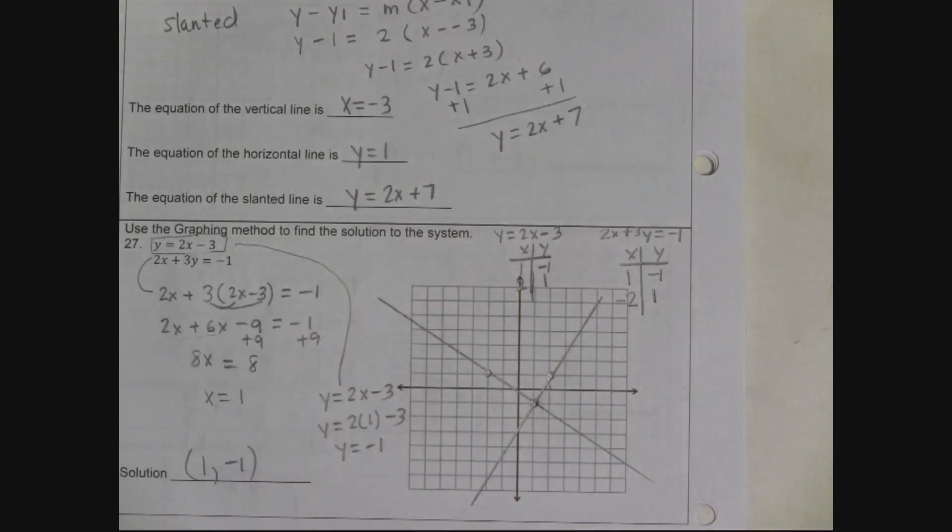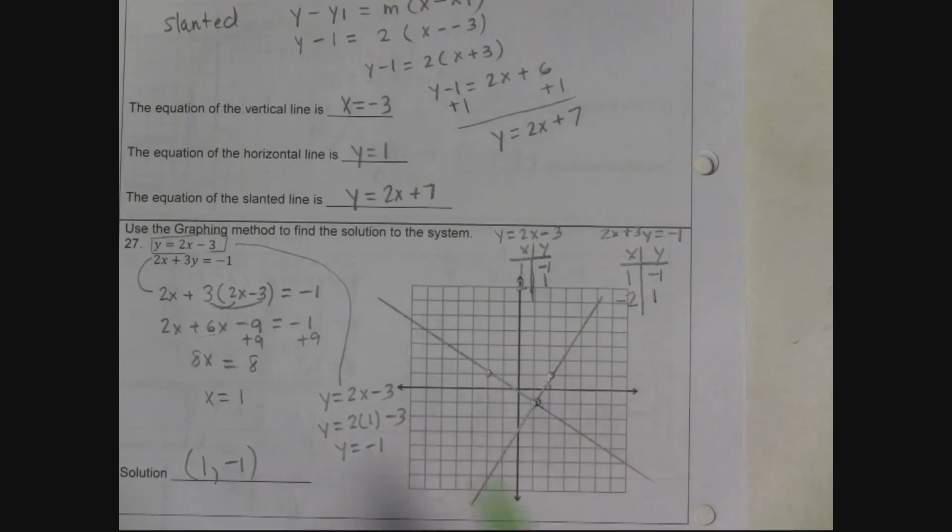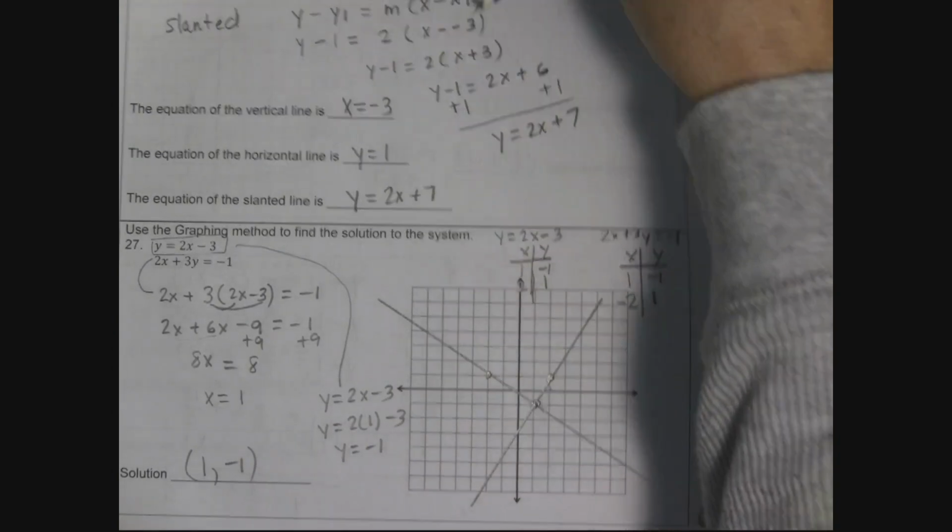And what I did was, and it didn't say I couldn't do this, but it didn't suggest doing it, as I found where they were going to intersect. I found this point using the substitution method, and then I graphed both lines. And so I thought that was quite clever.